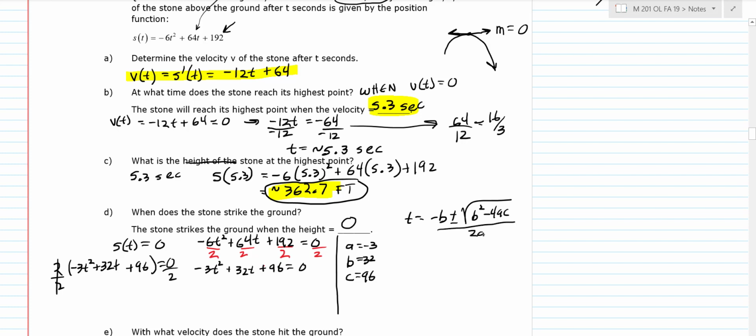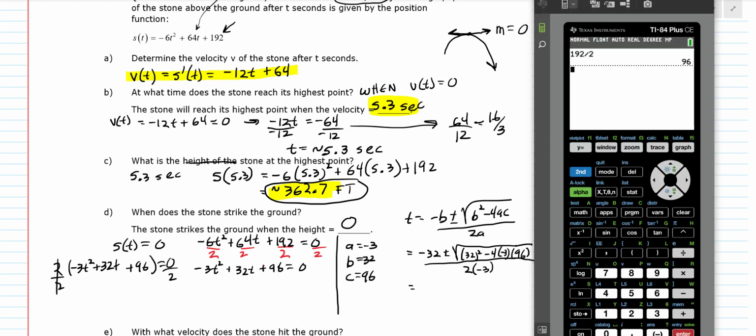That is such an important formula that I'm never going to give you the quadratic formula, because it shows up so much. That's something you really, really need to know. Okay? So this is negative 32 plus or minus the square root of 32 squared minus 4 times negative 3 times 96. And then all over 2a, so that would be 2 times negative 3. Okay, and we're going to do this with the calculator.